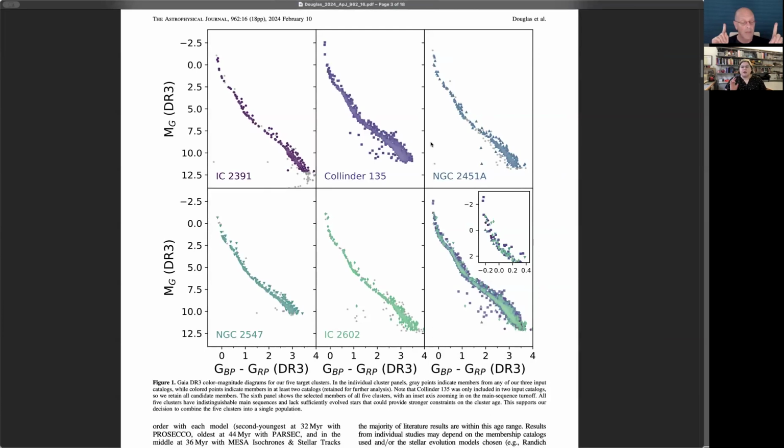Okay, and remind me of the difference of the gray points in here. Oh, sorry. Gray points are a member in any of our input catalogs. Got it. Okay. Colored points had to be in at least 2. I'm with you. Thank you.